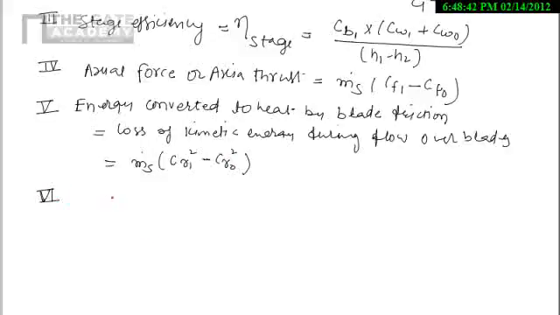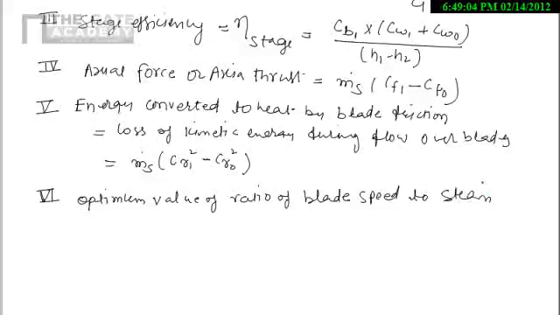Now let's talk about the optimal value of the ratio of blade speed to steam speed. We are interested in the optimum value of the ratio of blade speed to steam speed. The optimum value is cos alpha by 2. We know alpha is the nozzle angle at the inlet.